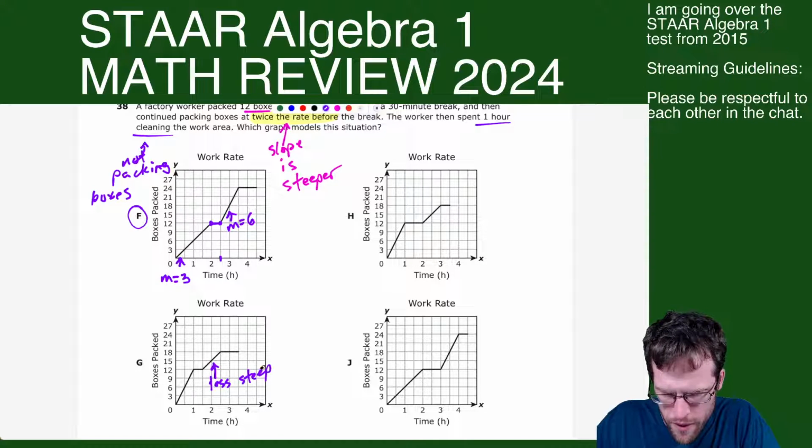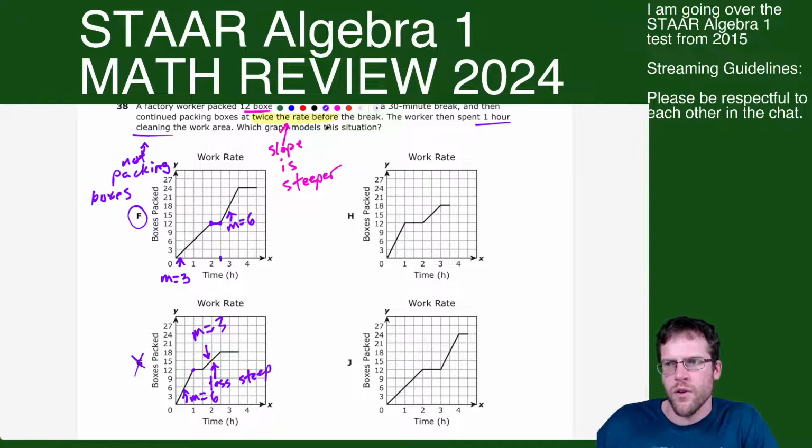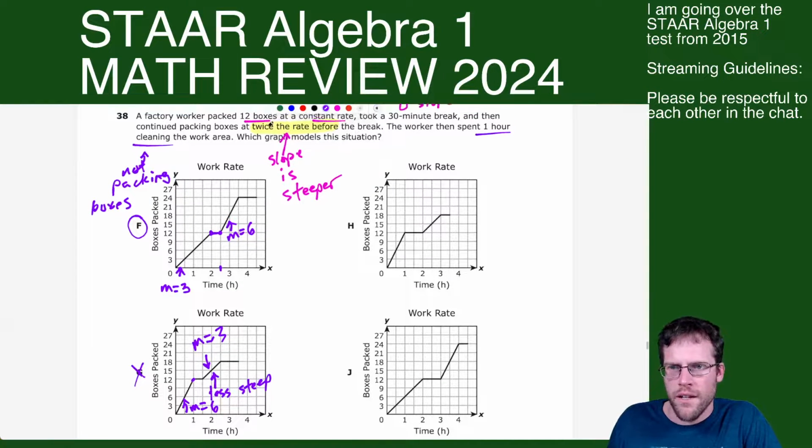So they do have the half-hour break and the 1 hour for cleaning. And they do rise at a constant rate to 12. But their slope starts off steep with a slope of 6, and then they slow down to a slope of 3. So they slowed down. They didn't double. If the question changed to they continue packing boxes at half the rate, then this is good.